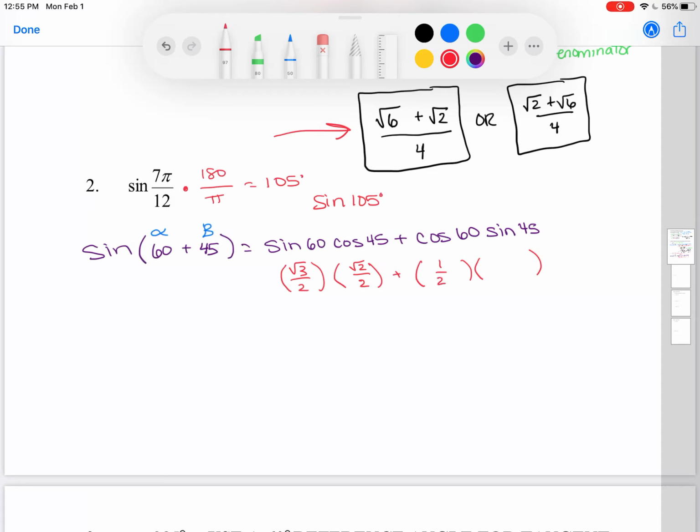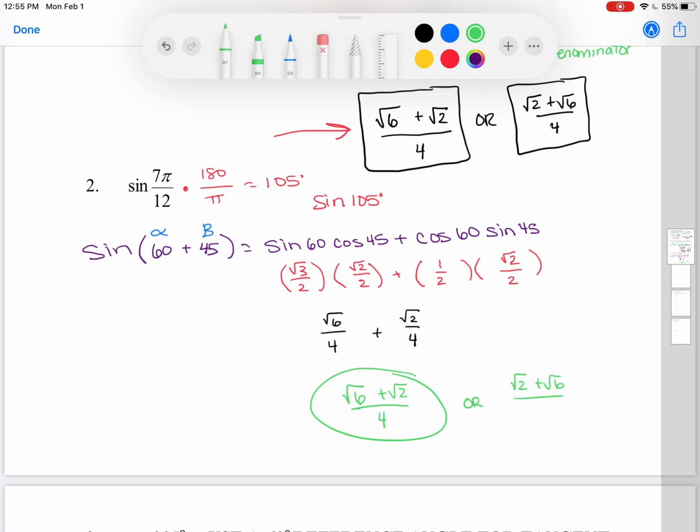Then we're going to add cosine at 60 degrees, which is 1 over 2, and sine at 45, which would be root 2 over 2. Go ahead and multiply these fractions again. We have root 6 over 4 plus root 2 over 4. Then we can combine both fractions to get root 6 plus root 2 all over 4. Again, it doesn't matter which order, you could put root 2 plus root 6 all over 4. That would also work.